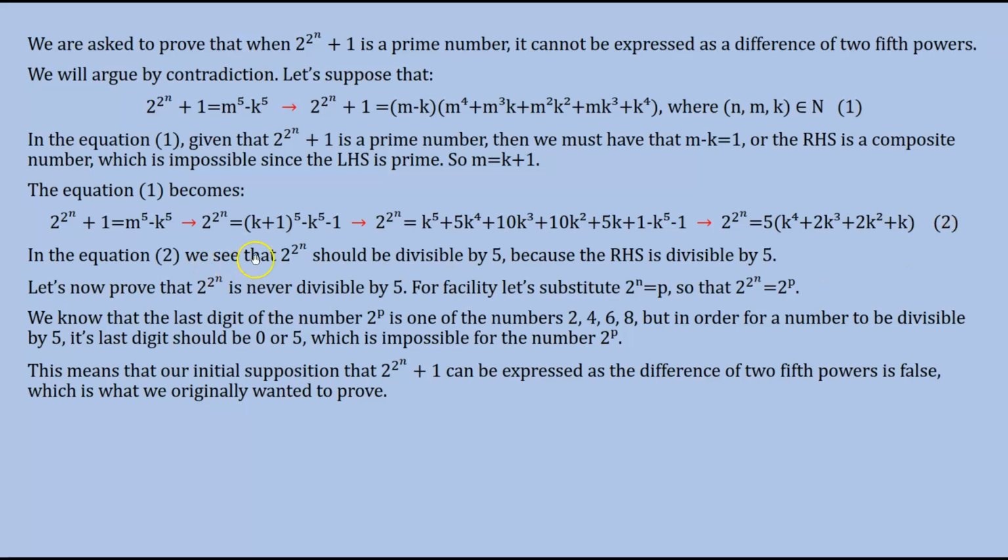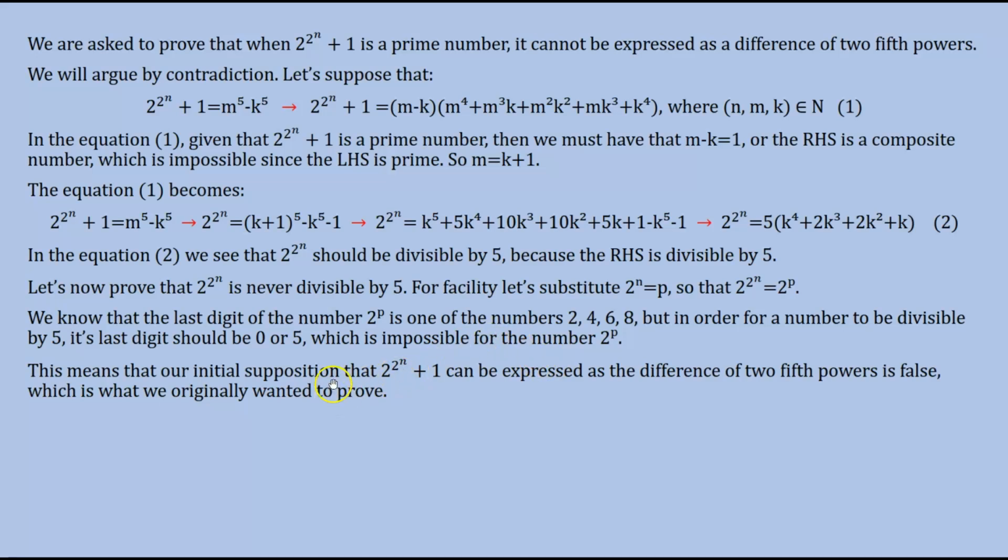Now, in equation number 2, we see that the left-hand side should be divisible by 5, because the right-hand side is divisible by 5. So, let's now prove that 2 to the power 2 to the power n can never be divisible by 5. For simplicity, let's substitute 2 to the power n equal to p, and we will have that 2 to the power 2 to the power n is equal to 2 to the power p. Now, we know that the last digit of the number 2 to the power p is one of the numbers 2, 4, 6, or 8. But in order for a number to be divisible by 5, its last digit should be 0 or 5, which is always impossible for the number 2 to the power p.